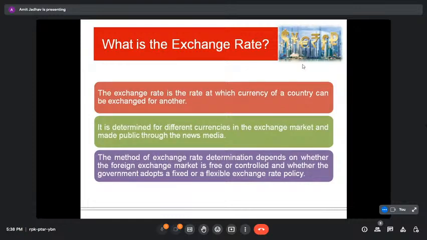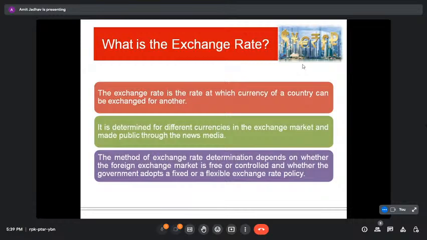The exchange rate is the rate at which the currency of one country can be exchanged for another. So basically, it is determined by the different countries' foreign exchange markets and made public through the news media.